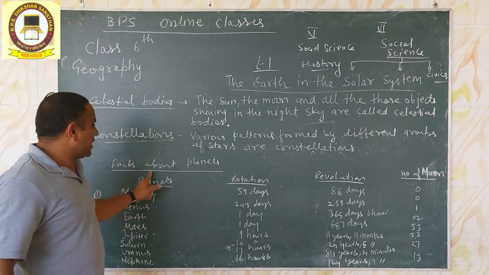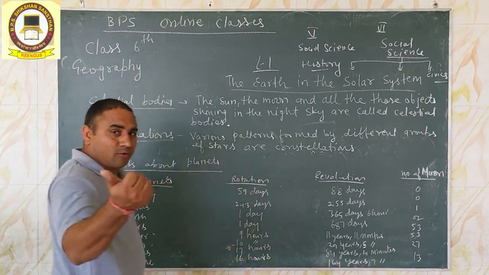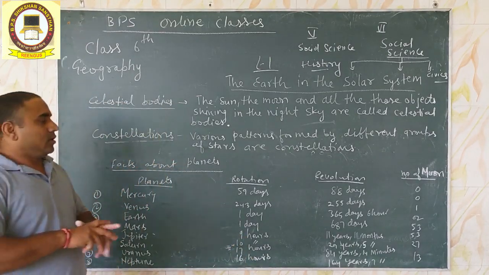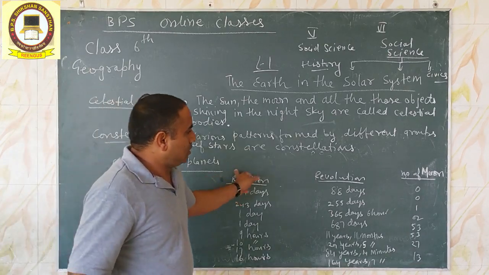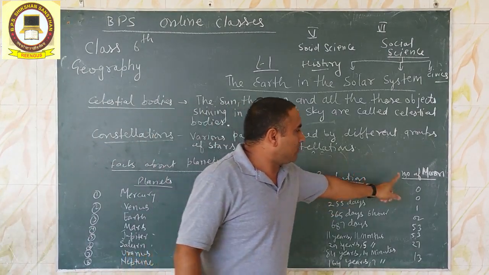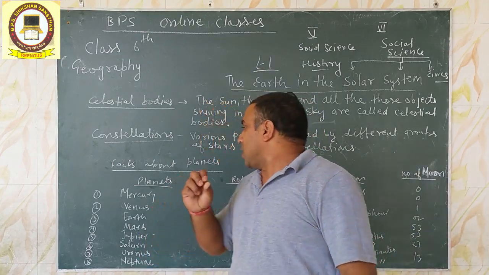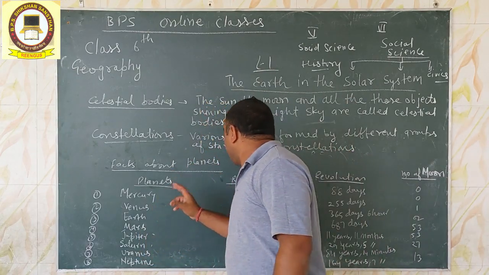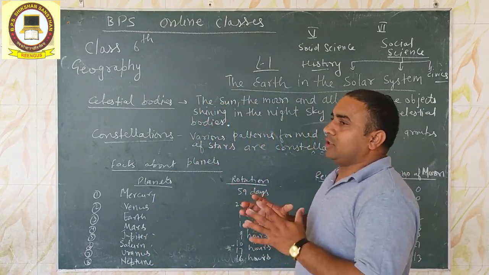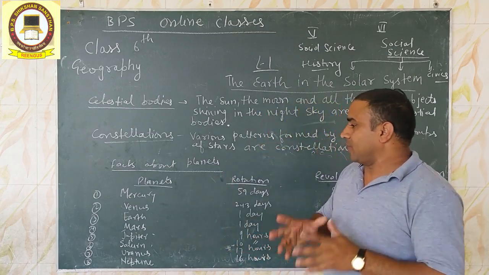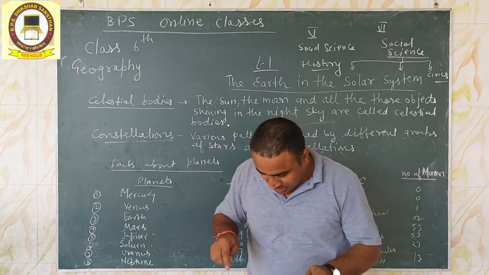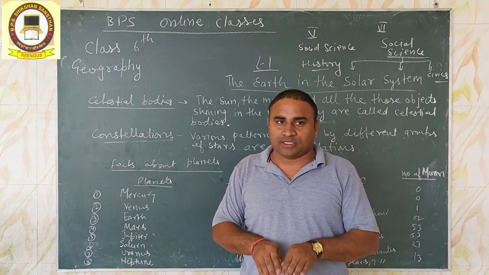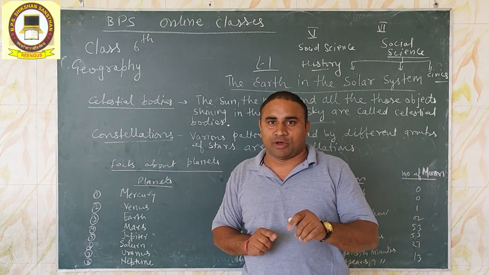Okay, the next topic is facts about planets. Now, in facts about planets, we see 3 things. One is rotation, second is revolution, and third is number of moons. It means any planet has different features. For example, rotation means you stand on the surface and just like Shaktiman, you can spin.